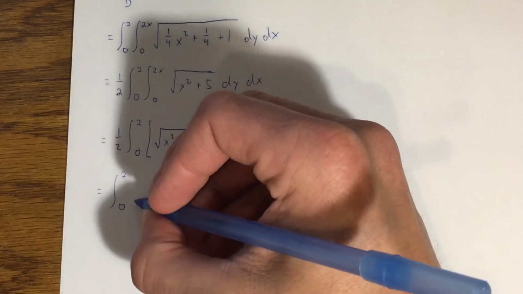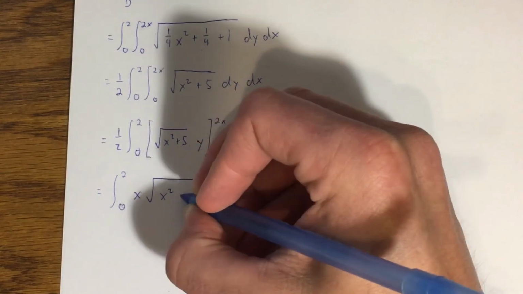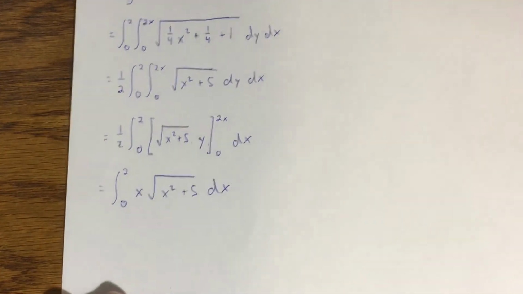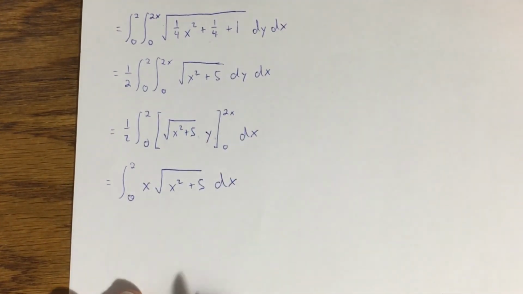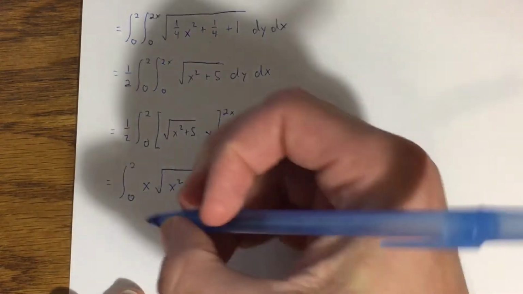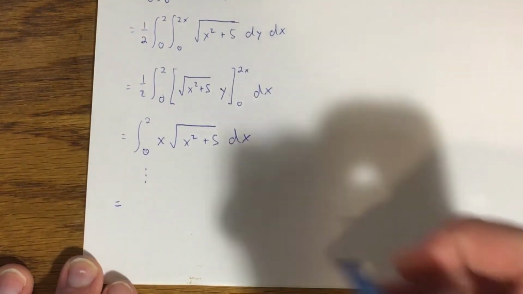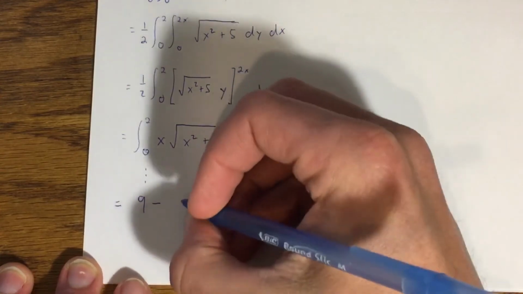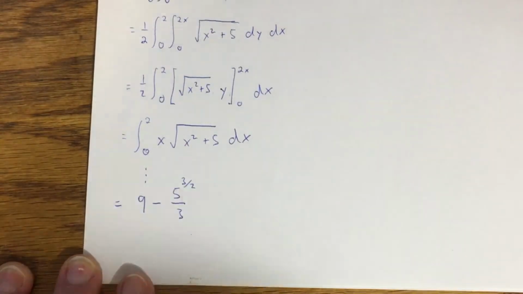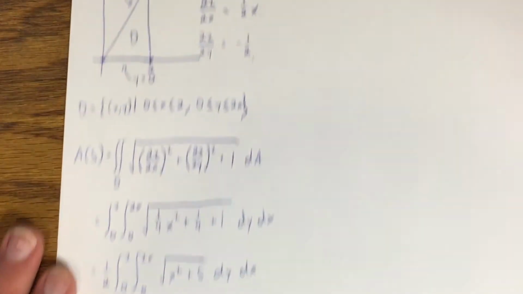So this becomes the integral from 0 to 2 of the function x times the square root of x squared plus 5 dx. Okay? This can be evaluated using a fairly straightforward u substitution. x squared plus 5 is my u. I'll let you fill in the gaps here with the u substitution. What we should end up getting as a solution to this one is 9 minus 5 to the 3/2 power over 3. Okay? That's going to be the area of the surface over that triangle.